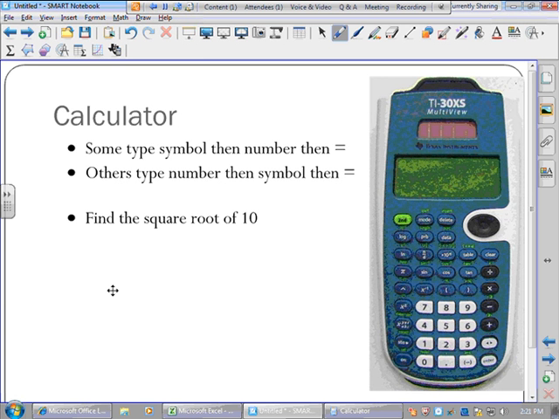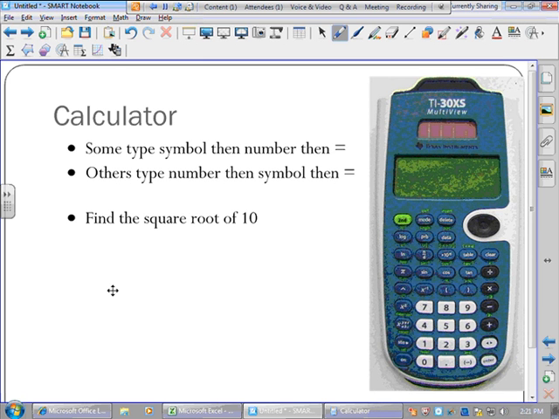When you type in square roots on a calculator, it depends on the kind of calculator you have. Sometimes you type the symbol and then the number and then equals, and other kinds you type the number and then the symbol. So you're going to have to mess with your calculator and try some that you know the answer to until you know how to use your calculator.